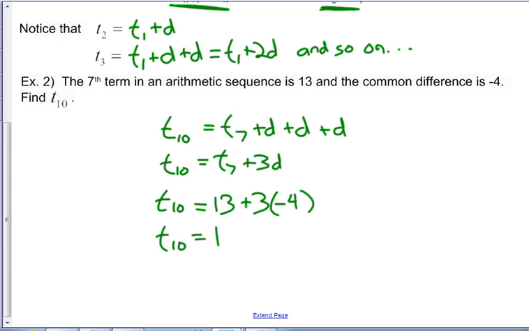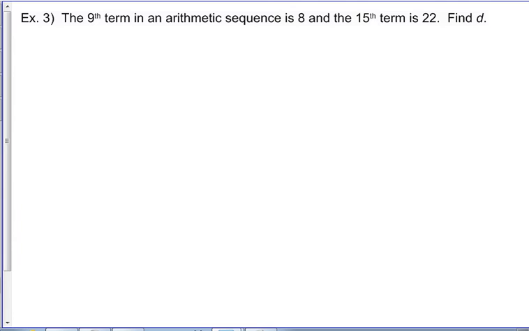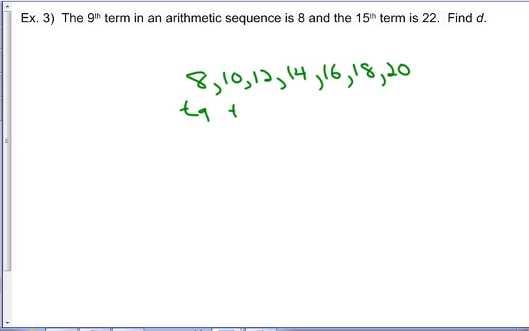And let's do an example to show why. The 9th term in an arithmetic sequence is 8. The 15th term is 22. We want to find what the common difference is. So you might guess that the difference is 2. And you go, okay, if it's 2, then I have 8, 10, 12. This is my 9th term right here. 14, 16, 18, 20. Okay, this is 10th, 11th, 12th, 13th, 14th. Oh no, 2 didn't work.